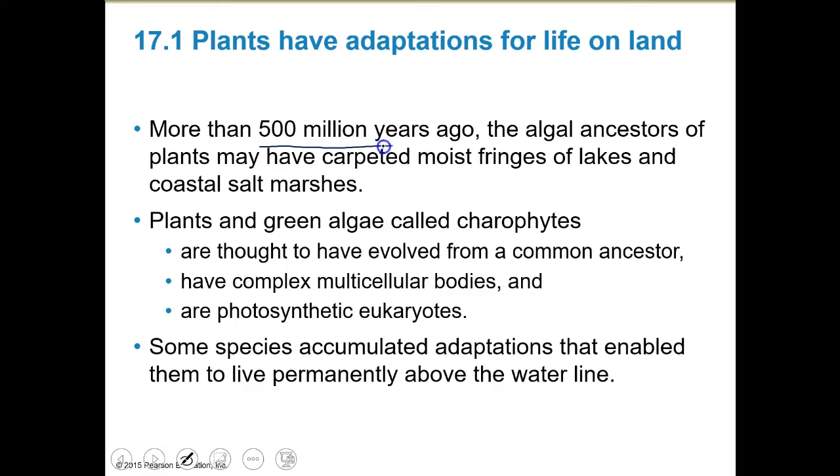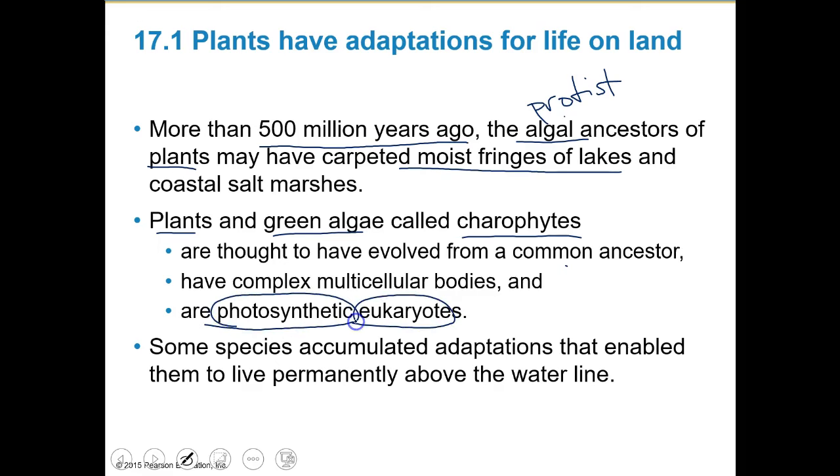So more than 500 million years ago, the algal ancestors of plants, which we know algae are kind of protists, just to bring it back to the stuff that we tried to brain dump already, those protists, like archaeplastids, really give rise to plants. And these guys may have carpeted moist fringes of lakes and maybe coastal salt marshes. So plants are green algae called charophytes. They are thought to evolve from a common ancestor, have complex multicellular bodies, and the big thing is they're photosynthetic eukaryotes. So they have a nucleus and they make their own food using light.